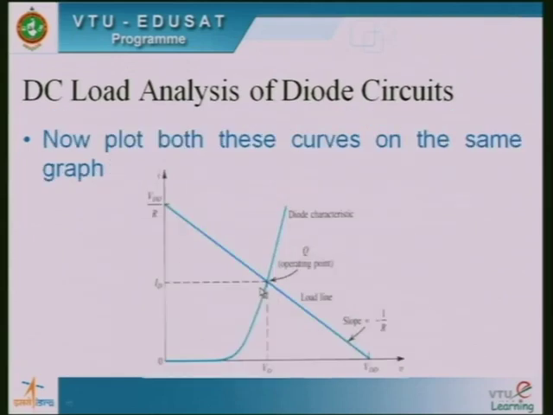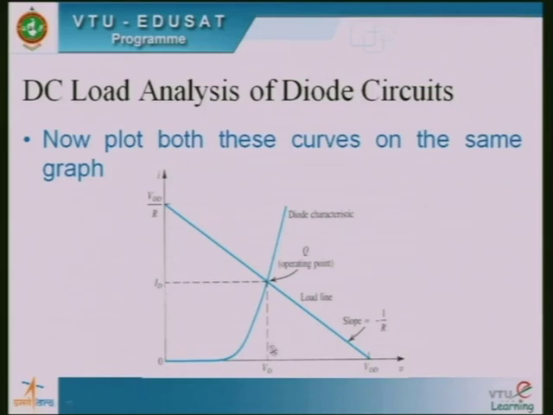Here you can see that in the third step we plot these two curves on the same graph. This is the straight line existing between VDD and VDD by R, having a slope of minus 1 by R, and this is the diode characteristics. The intersection of these, that point we call the operating point. Corresponding to that operating point, whatever voltage is there, we call it VD, and whatever current flows through the diode, we call it ID here.